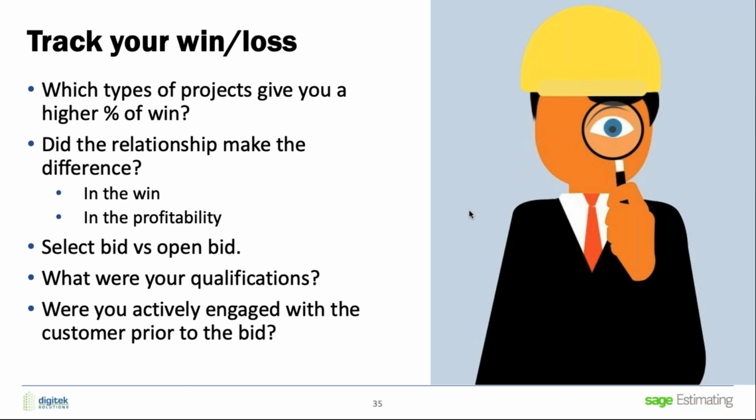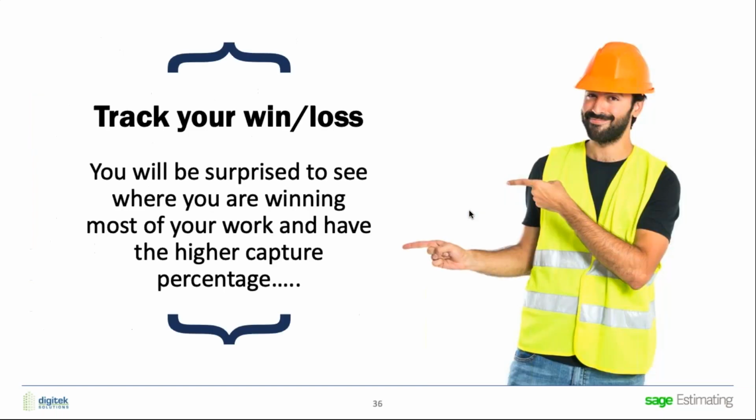And so were you actively engaged with the customer prior to the bid? That's one of the things you want to do. Obviously, you're not going to get 100% of your bids, but what is your win-loss? Where are you winning? Where are you losing? And more importantly, on the ones you win, what are you making money on? And which ones aren't? So we need to track that win-loss. So this is what we find out. You're going to be surprised to see where you're winning most of your work and what the higher capture percentage is when you start doing this and following this process.